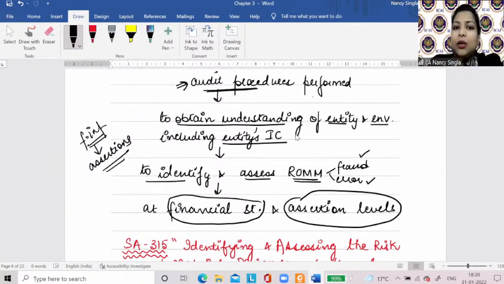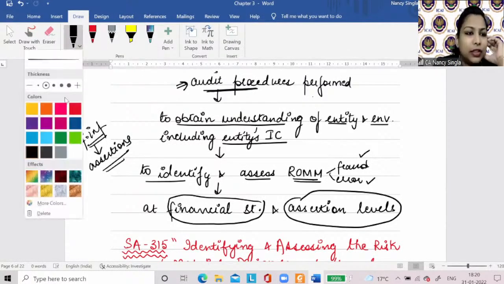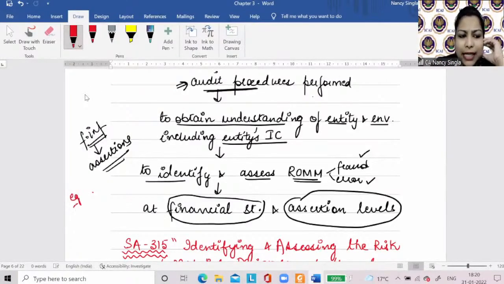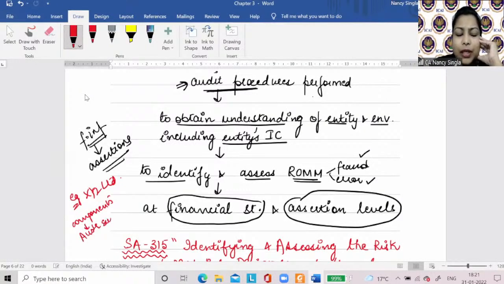So I, as an auditor, when I'm assessing the risk of material misstatement, I will assess that risk at the financial statement level and assertion level, right? Now let us try to understand this concept with the help of an example. Look, let's say XYZ Limited is my client, okay? And it has various components which are in various Australian subsidiaries, okay?